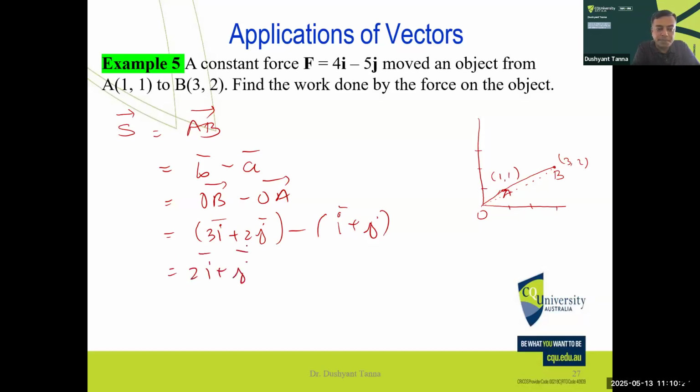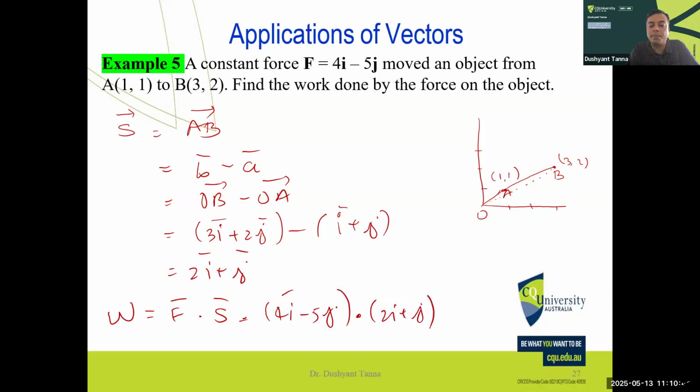That's my S. Now W, the work done, is F dot S. F is 4i minus 5j dot 2i plus j. Now the simple dot product, 4 times 2 is 8, minus 5 is 3. So work done is 3 Newton meter.